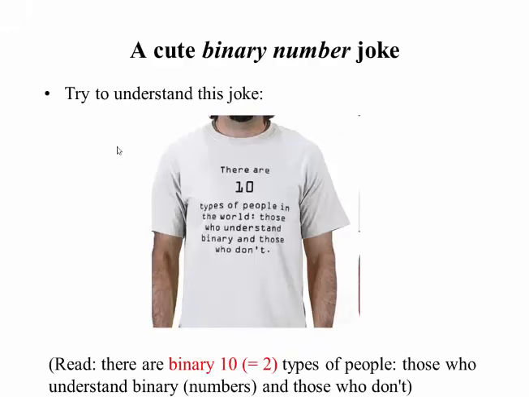To try to understand this joke, there are 10 types of people in the world. Those who understand binary and those who don't. Now, if you got the joke, there are binary 1, 0, which is the same as saying two types of people. Those who understand binary, which is numbers, and those who don't.